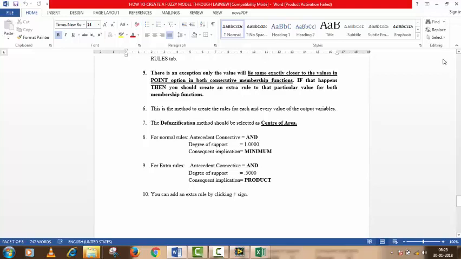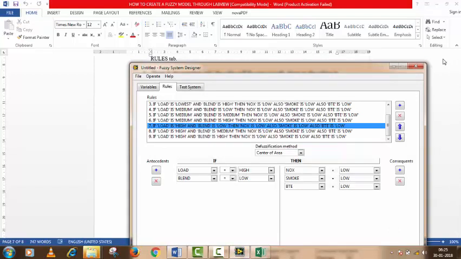Okay, addition connectivity and degree of support. Those two things are varying. Degree of support is 5 and constituting implications product. For pre-generated rules, this automatically comes, don't touch anything. But here, if you're going for extra rules and connectivity, that means we have to change the degree of support and constituting implications. Okay, so I'm going here.